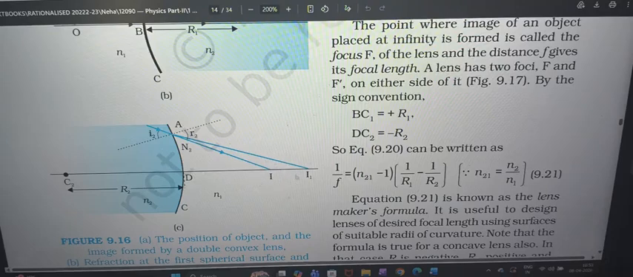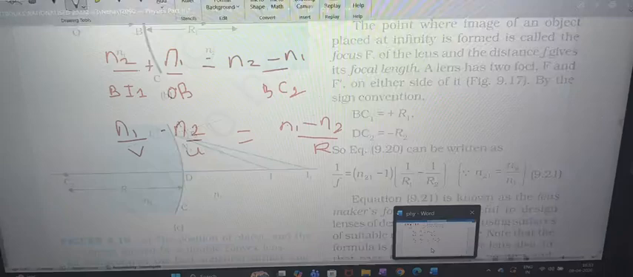This is the final image. di1 will become the object distance because I1 is acting like an object. So di1 will become the object distance. Di, this is our final image, the image formed by the spherical surface. So that will be considered as image distance, and r2, that is dc2, will be the radius of curvature.